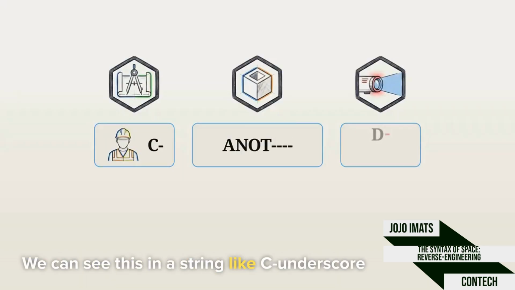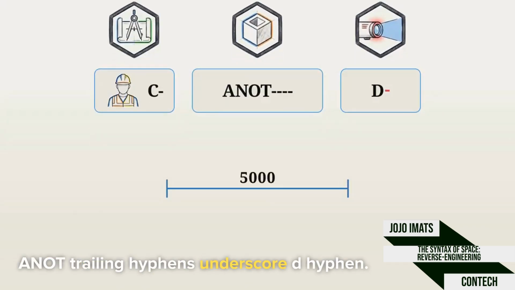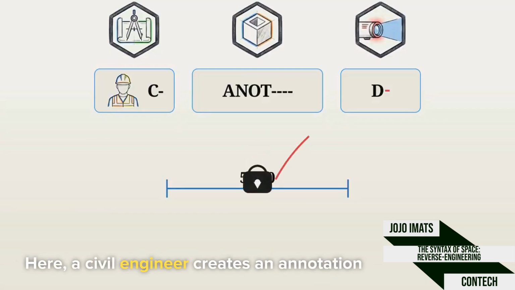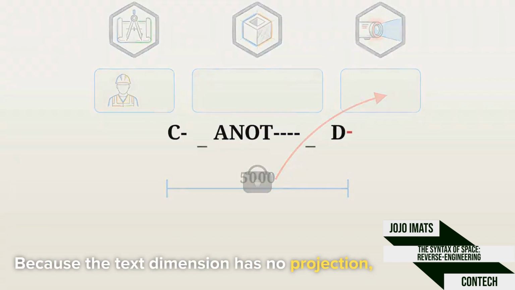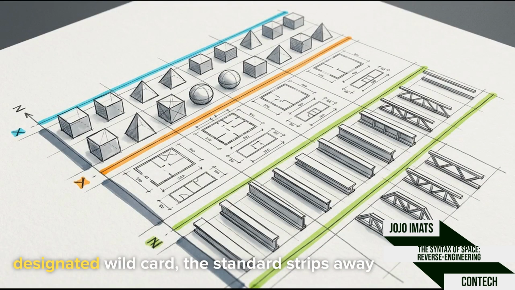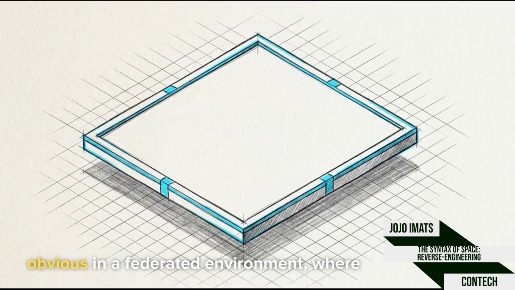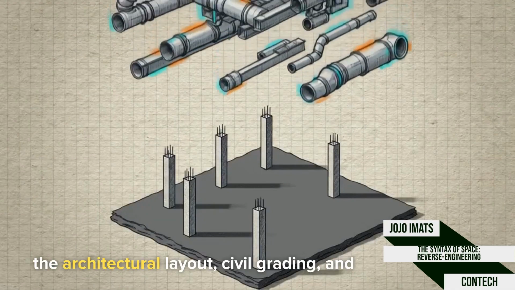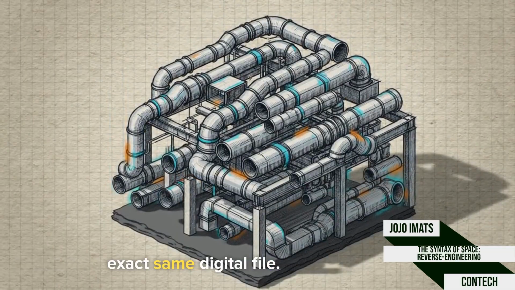We can see this in a string like C__ANOTT, trailing hyphens, _D-. Here, a civil engineer creates an annotation layer specifically for dimensions. Because the text dimension has no projection, the final character is a hyphen. By utilizing specific numeric codes and a designated wildcard, the standard strips away spatial ambiguity. Every piece of geometry must mathematically declare its physical orientation. The necessity of this precision becomes obvious in a federated environment, where the architectural layout, civil grading, and mechanical HVAC systems must coexist in the exact same digital file.